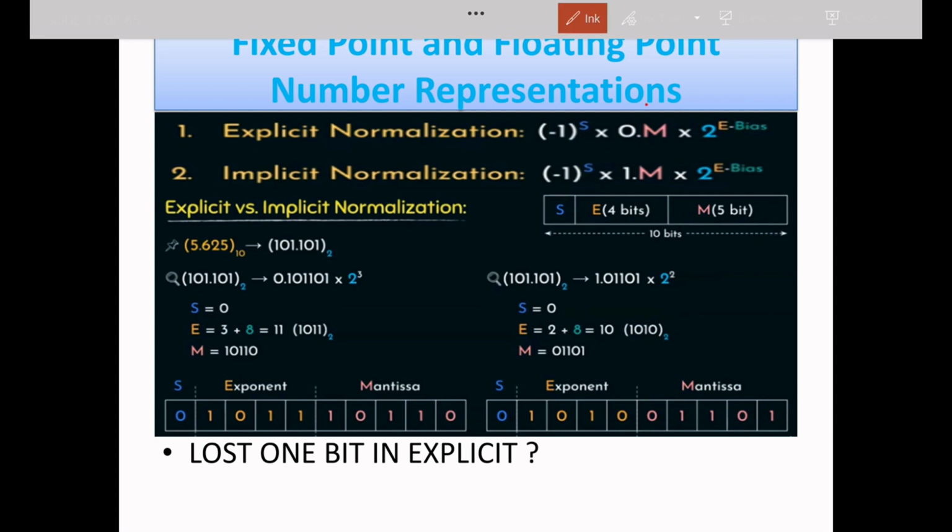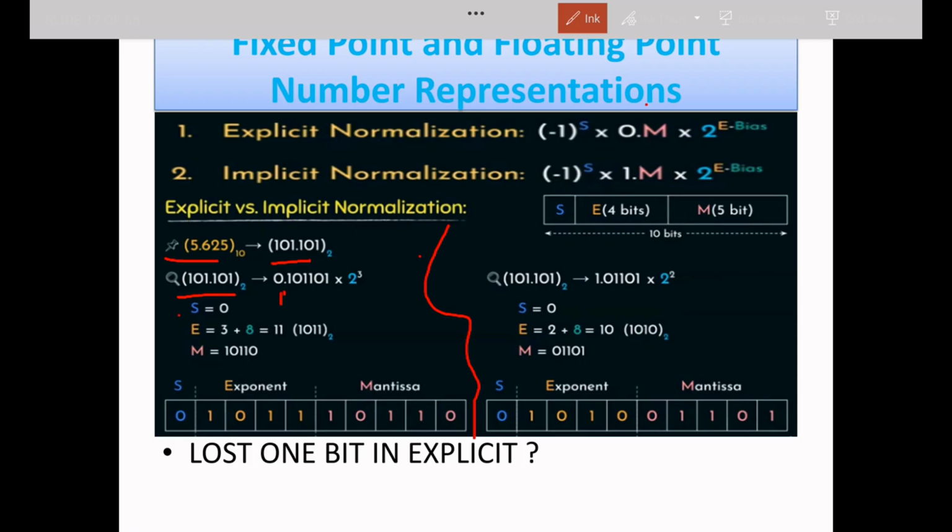Now you can see here, I am writing this number. I have the number 5.625. At first I convert this number to binary form, 101.101. After that I use explicit, so the dot will come here. So the exponent is 2 to the power 3.